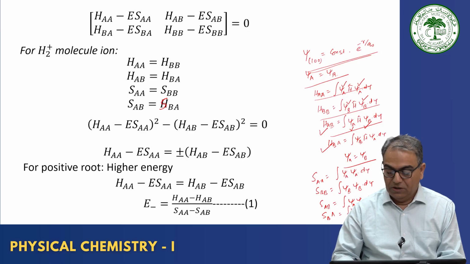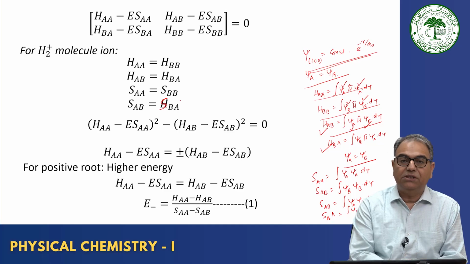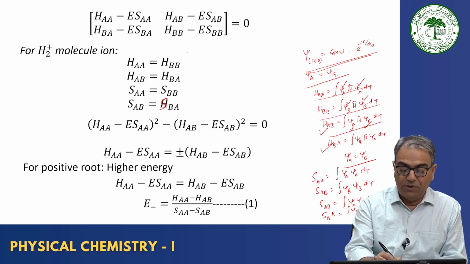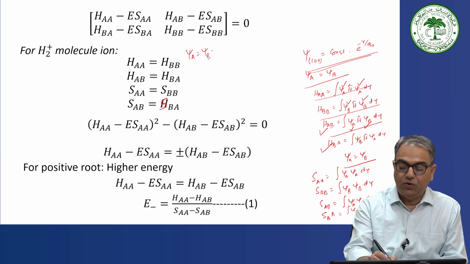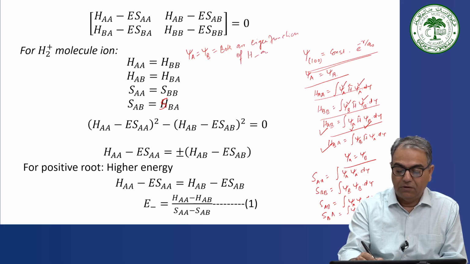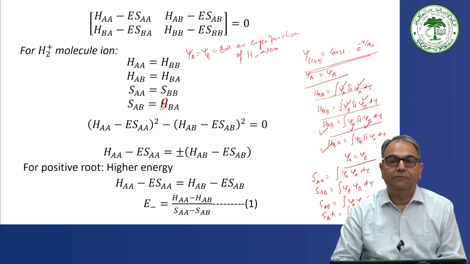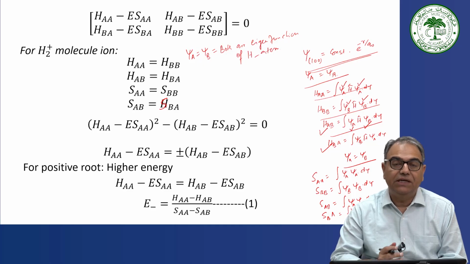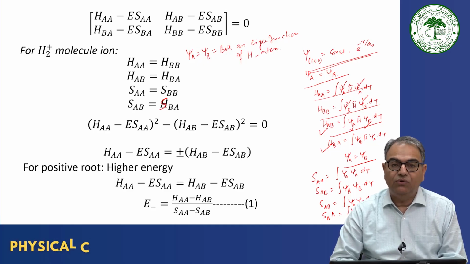Psi A, psi B. So SAB is equal to SBA. This means that psi A and psi B are equal, and both are eigenfunctions of the hydrogen atom. Okay. If that is so, then what can you write?